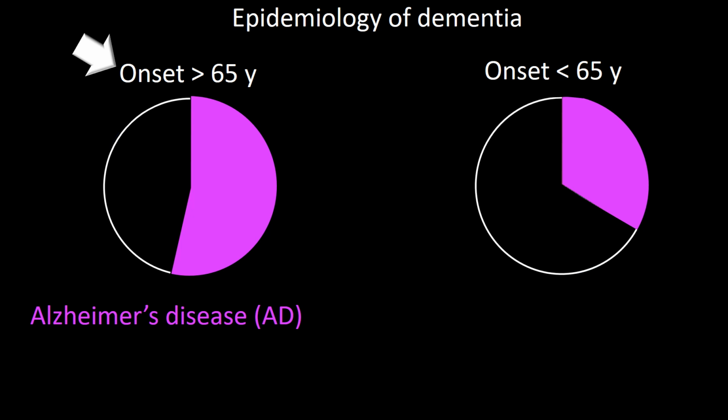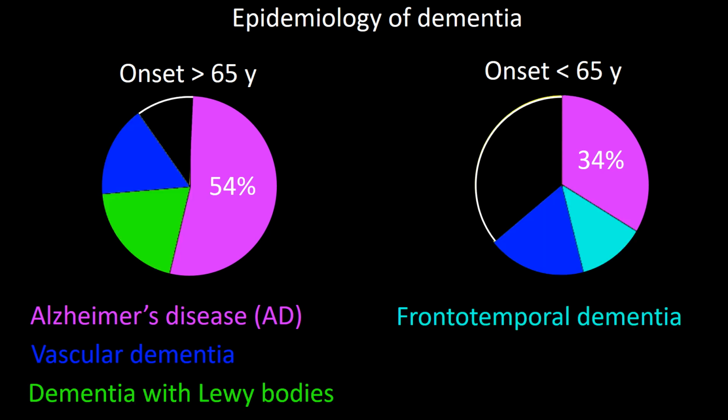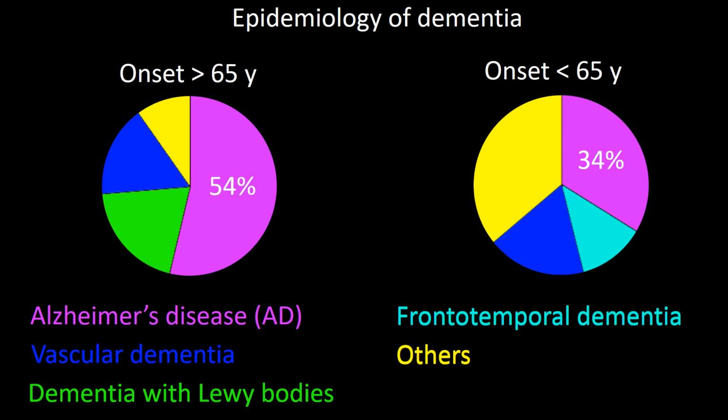Among patients with onset of dementia over 65 years of age, 54% will have AD. Among patients with onset of dementia before 65 years of age, 34% will have AD. I will now incorporate the three most common types of dementia after AD. As you can see in this frame, I have added a fifth group classified as others.